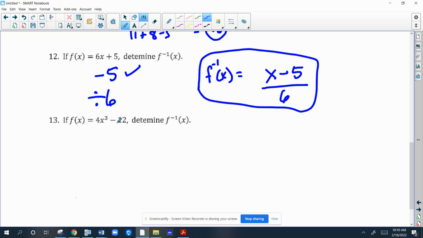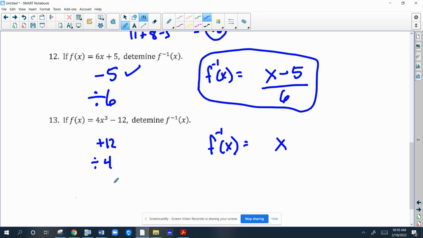13, same thing, except we have a little cube. So again, you have to just remember, follow the reverse order of operations. So I'm going to start this problem like I start all inverse problems. Throw this x out here. That's where you start. So reverse order of operations says you should get rid of the minus 12. So the first thing I'm going to do is add 12. The second thing, you have this 4 times x cubed. So take care of the multiplication first. So divide by 4 next. And then you'll just have an x cubed left over.